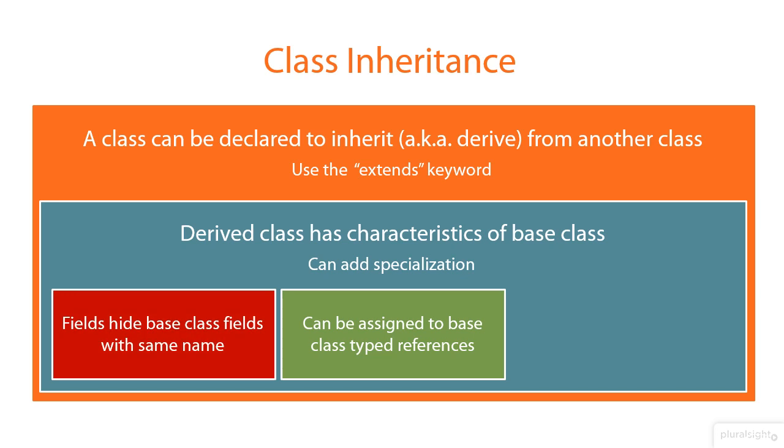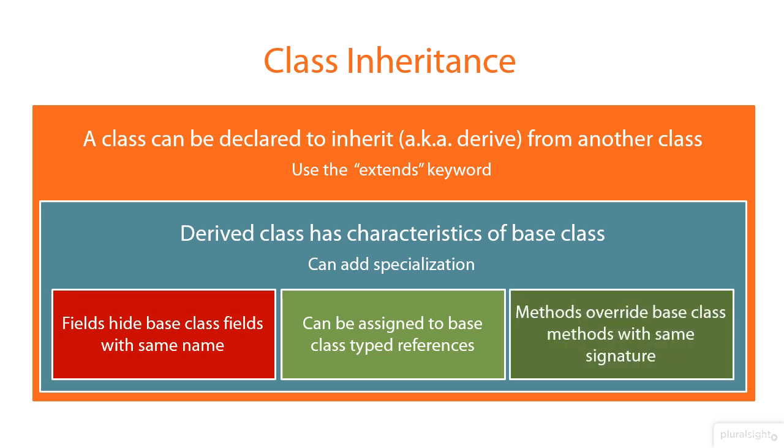Now, when we work with methods, it's a little different. Methods can override base class methods. If you have a derived class and it has a method with the same signature as a base class method, it will override it. Remember, the signature means it has the same name and the same parameter list. Let's see how overriding differs from hiding.